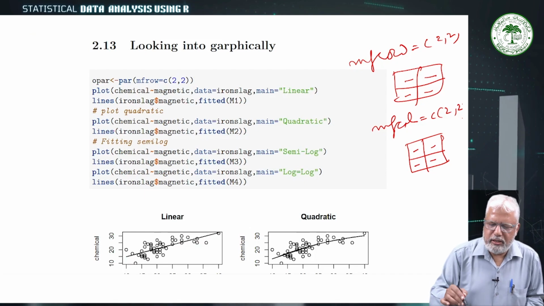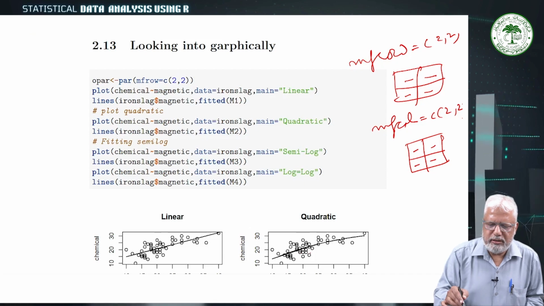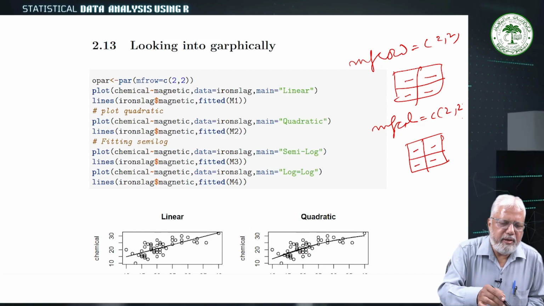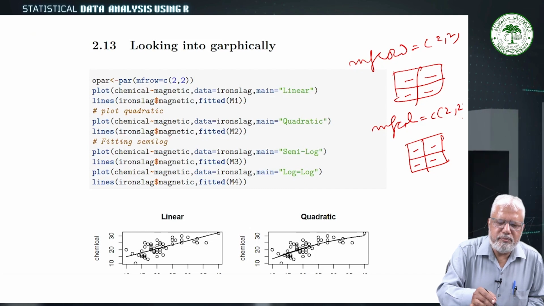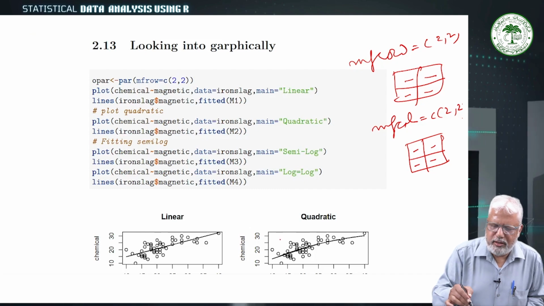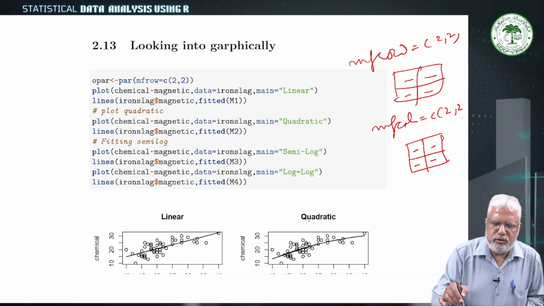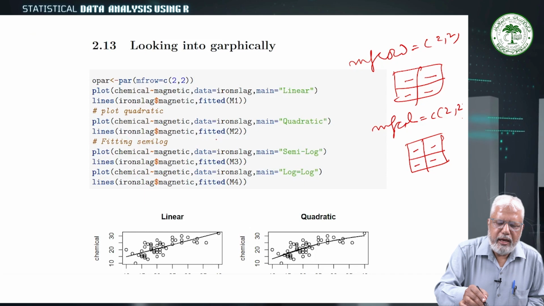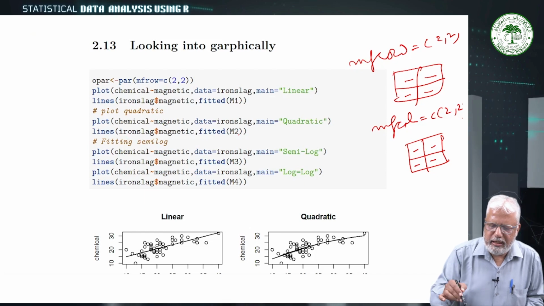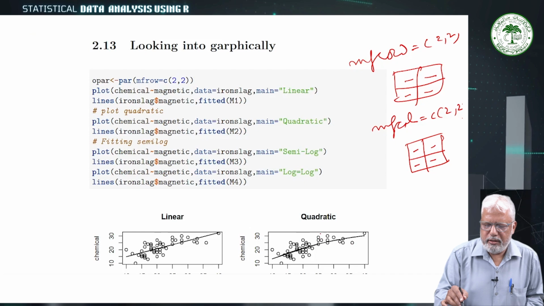That plot will come here because row wise filling is there. So, mfrow, see, plot chemical versus magnetic again. It will generate the scatter diagram. Main title is quadratic. Then lines, ironslag, magnetic, and fitted values by M2. So this is the quadratic model, this is the quadratic fit.